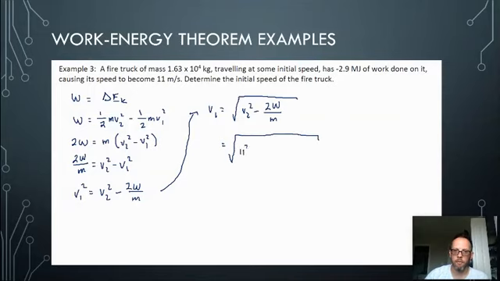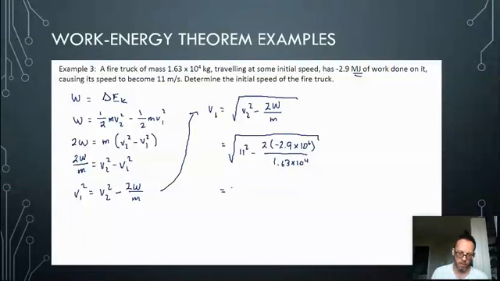So v2 is 11 squared minus 2 times, that's minus 2.9. And note the prefix M is for mega. So that's times 10 to the 6 joules. And the mass, 1.63 times 10 to the 4. But yeah, I mean, this is just another example of playing with the formula. Nothing crazy new here. All right, I might do that one first.